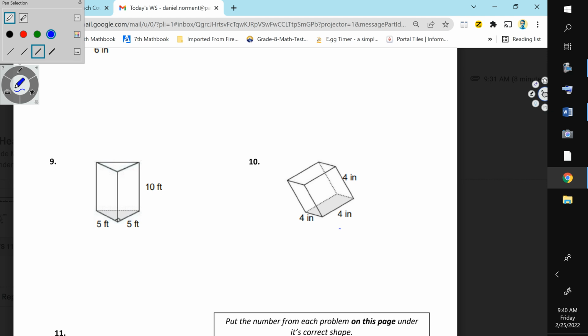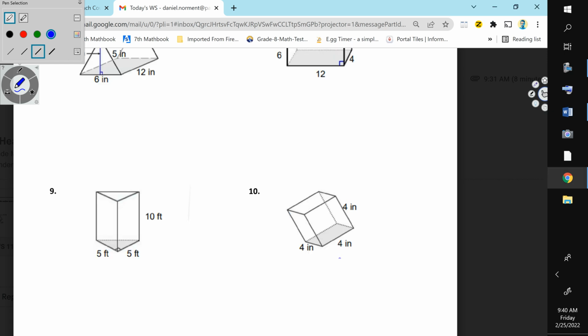Actually, let me look. I might have to look at number 9 myself, because I'm not sure. That might be a problem. Nope, it's not. You've got the base. Yeah, I'll get to that when I get to it.